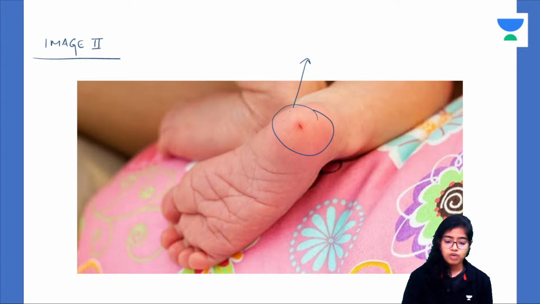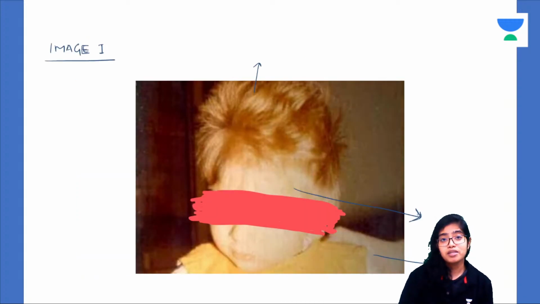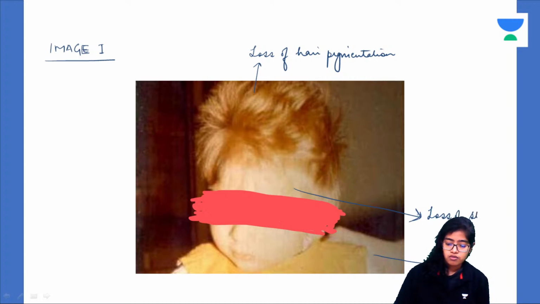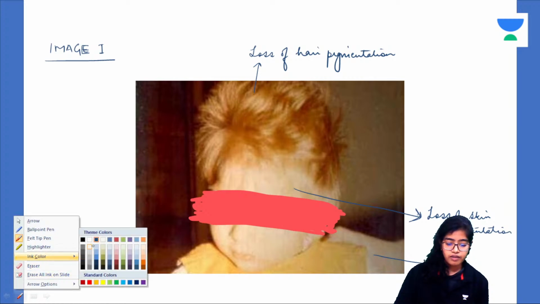So the time is up for you. Now I'll tell you what this represents. This is discoloration of the hair. Okay, there is loss of hair pigmentation. This is loss of skin pigment. What do both signify?